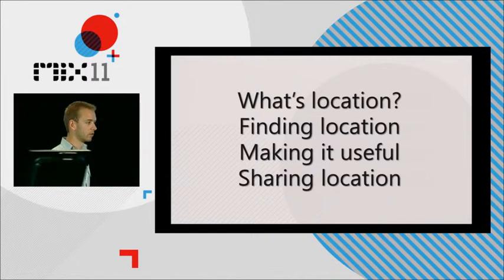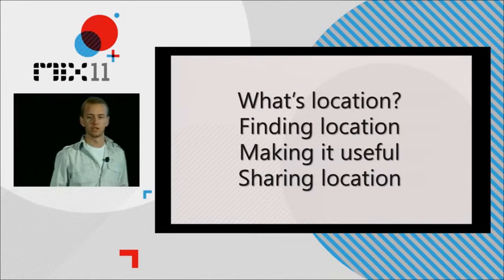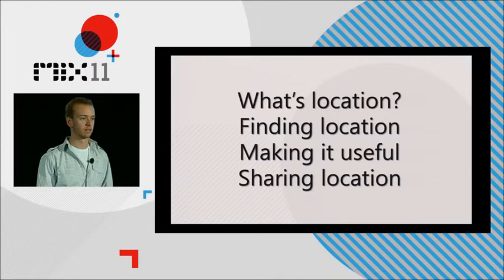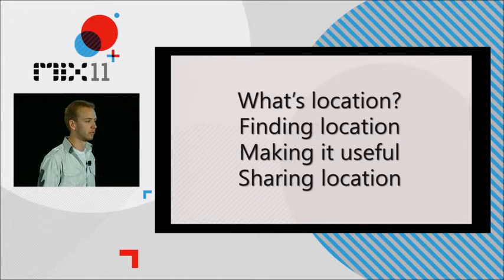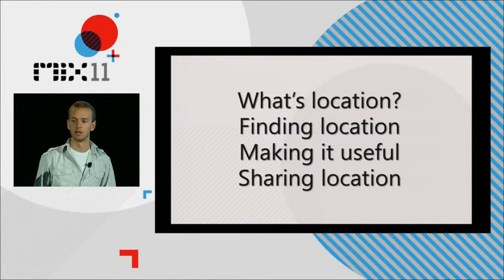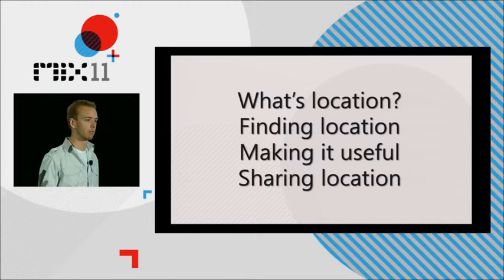All right, so what we've gone through today is had a look at what is location in terms of geodetic versus civic. We've looked at ways of actually finding it between browsers, native devices, and in the operating system. Talked a little bit about how to make it useful in terms of making it contextual to the user, and then also ways of sharing that between your applications.